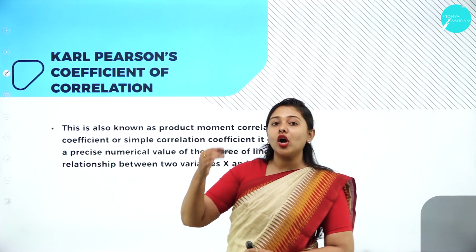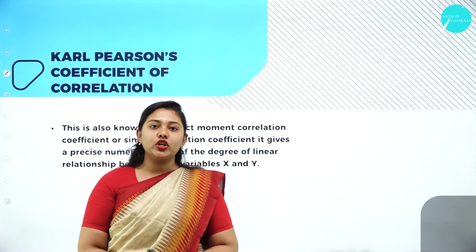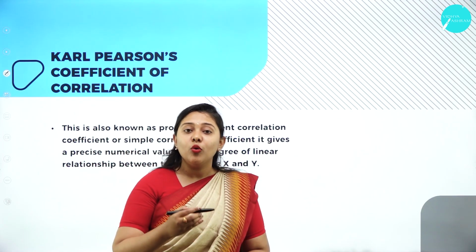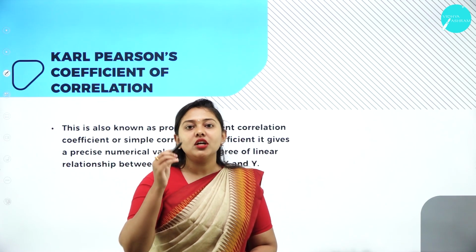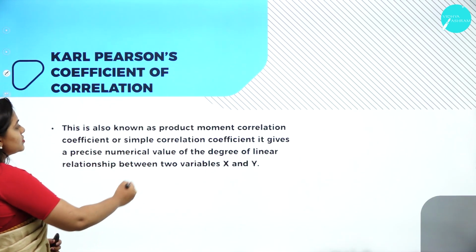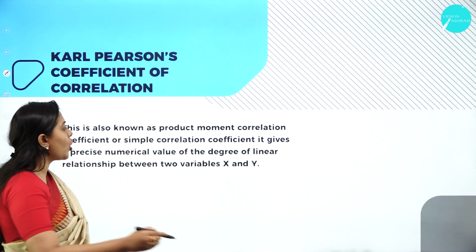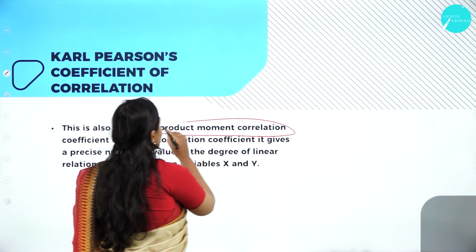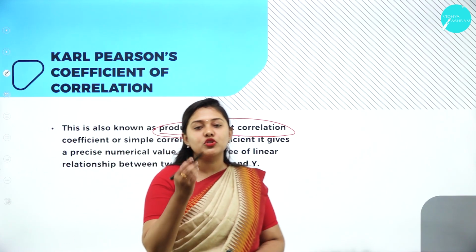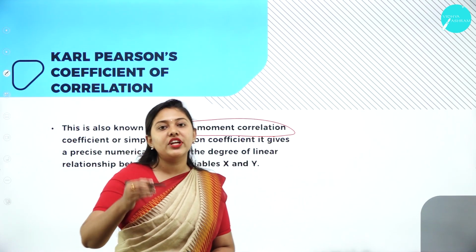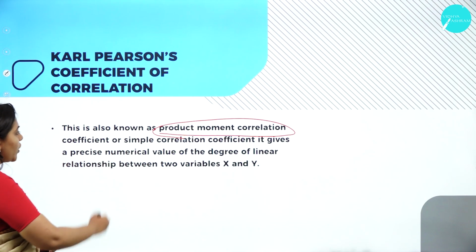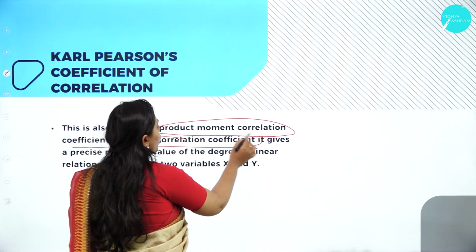So let us understand what Karl Pearson's coefficient of correlation is. You will be able to know how the relationship varies, and based on the numerical value, the relationship can be explained. Karl Pearson's coefficient of correlation is also called product moment correlation. Here you multiply the relationship between the x and y variables, and by multiplying the values you get the answer. That is why it is called the product moment correlation coefficient or simple correlation coefficient.